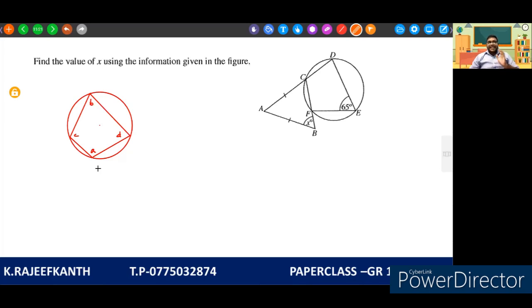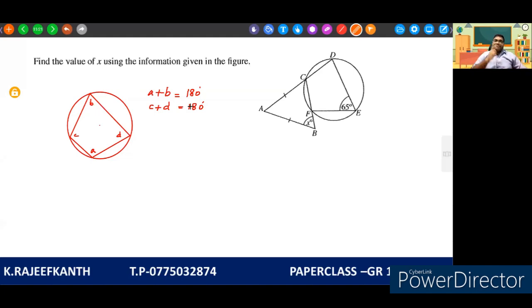Then we can say the opposite angles are supplementary. What do you mean by supplementary? If the sum of a pair of angles is 180, then those are supplementary angles. That means A plus B should be equal to 180 and also C plus D should be equal to 180. The opposite angles of a cyclic quadrilateral are supplementary.